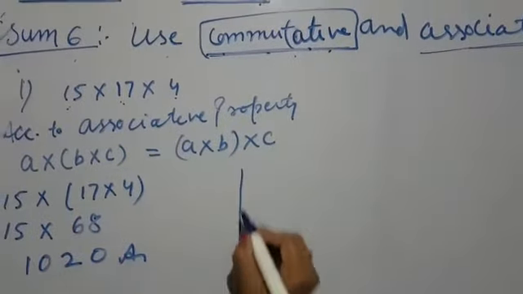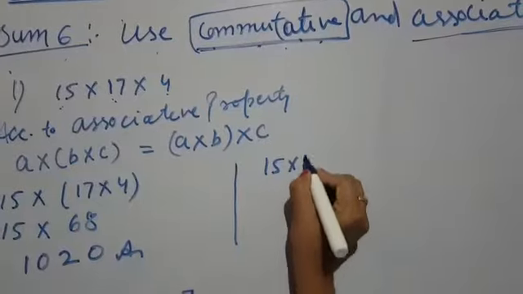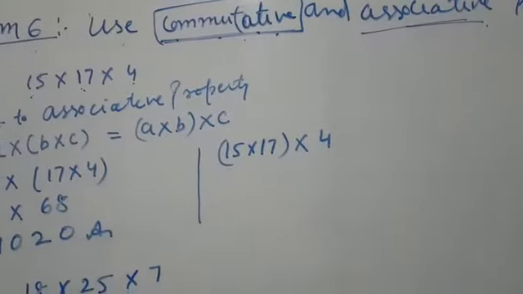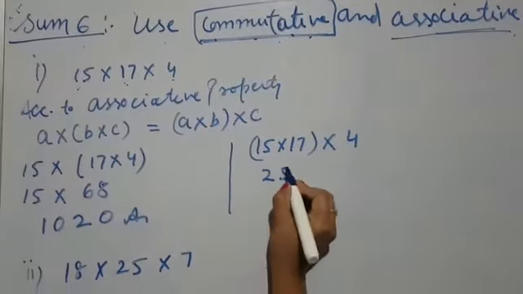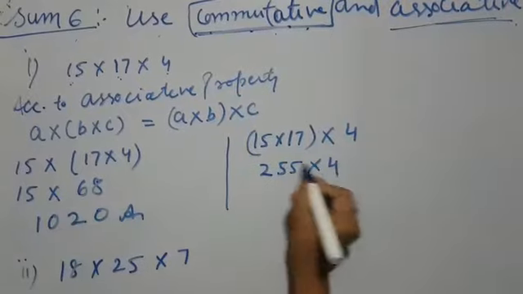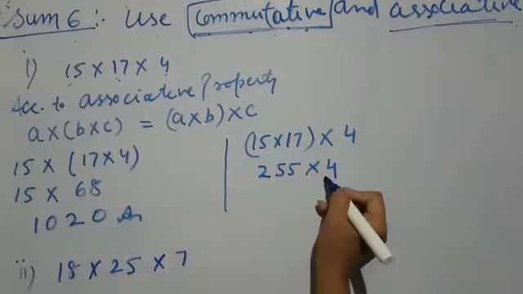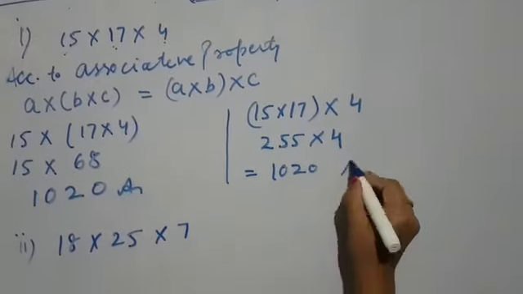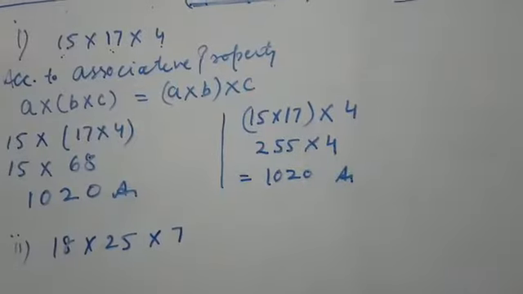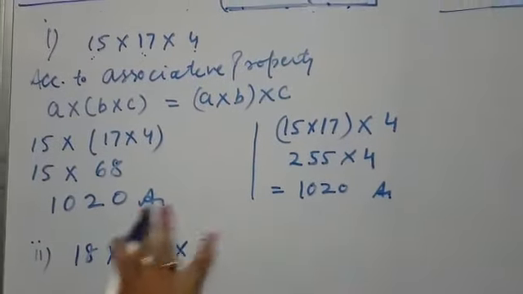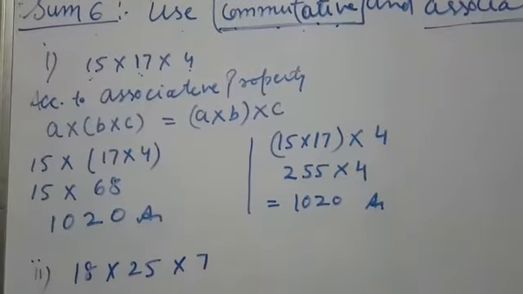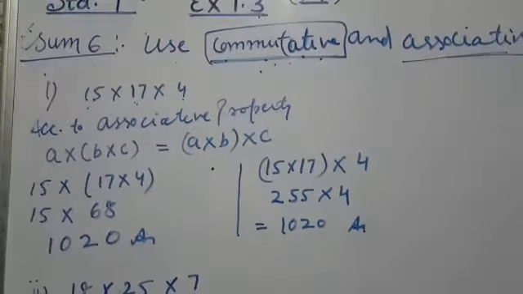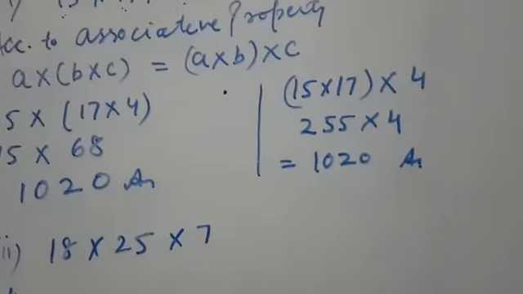When I multiply 15 by 68, I will get 1020. Now again I will use this side. I will keep 15 into 17 in bracket, into 4 outside. 15 into 17 will give me 255. Multiply 4: the bracket answer 255 will be multiplied by 4 and the answer again will be 1020. So in both the cases you have solved this sum by using associative property. You will use both the sides, and in both the cases the answer will be the same. Commutative property will not be used here because it is used in two terms and we have been given three terms.